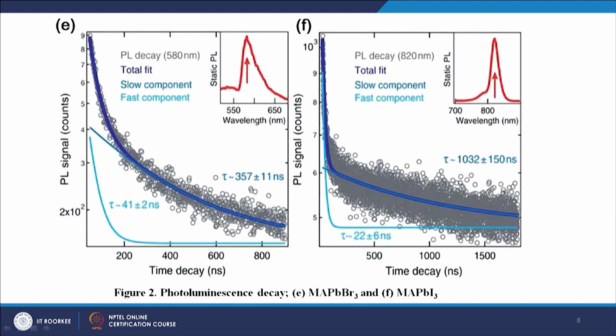In this graph we are showing the photoluminescence decay for two different kinds of perovskite, namely MAPbBr3 and MAPbI3.